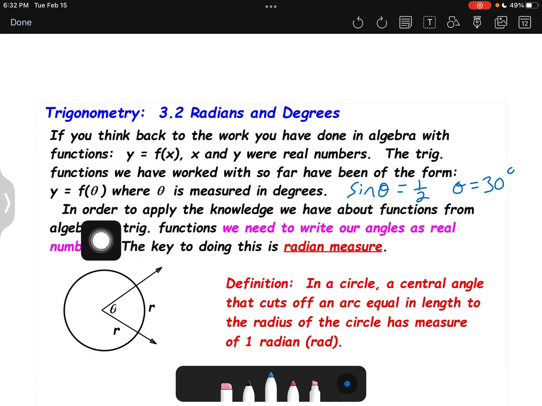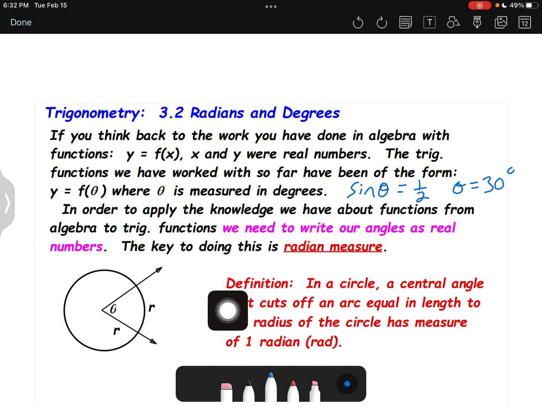So in order to apply the knowledge that we have about functions from algebra to trig, we need to write our angles as real numbers, because degrees aren't real numbers. That's kind of a made-up measurement, probably based on the number of days in the year, approximately, for the Earth to rotate around the sun. But what we want to look at is actual real numbers that match up with the real number we had on this side of the equation.